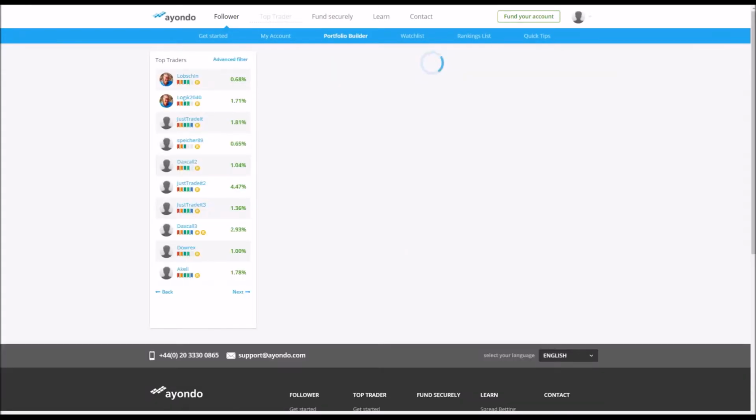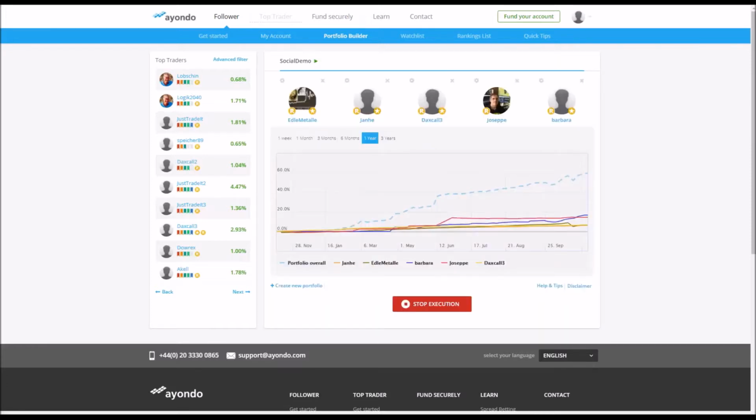So now I'm in the portfolio view. I think we'll just wait for that to come up. Here we go, portfolio builder. So these are 4 traders I was following already. And there's Barbara, who's just been added into the mix. Down here, this gives me an idealized view. If I went back a year and followed these 4 traders, or 5 traders, I should say, I would have made that level of return. So about 60% return if I could go back in time and follow them.